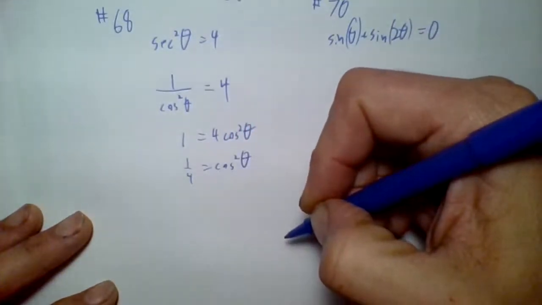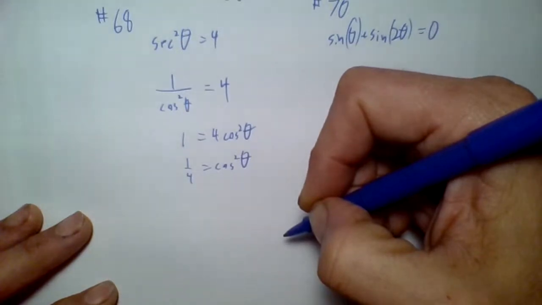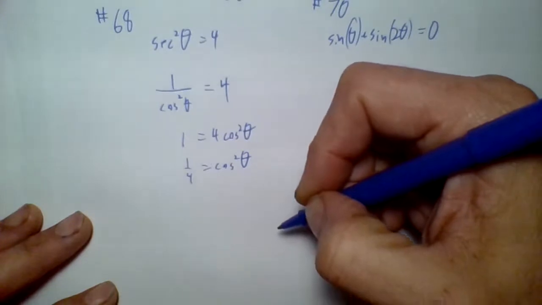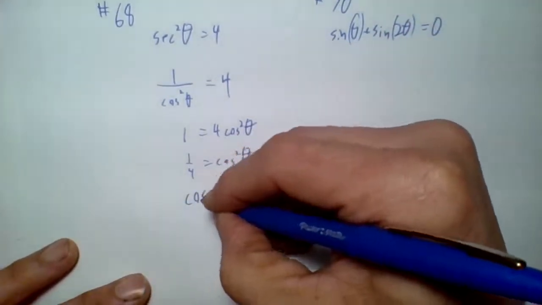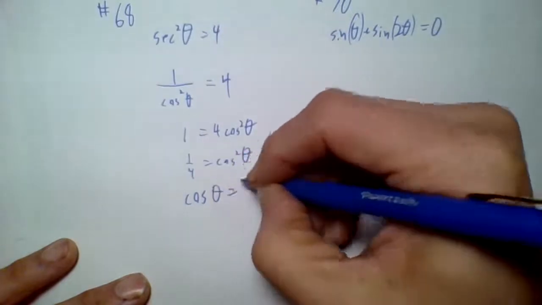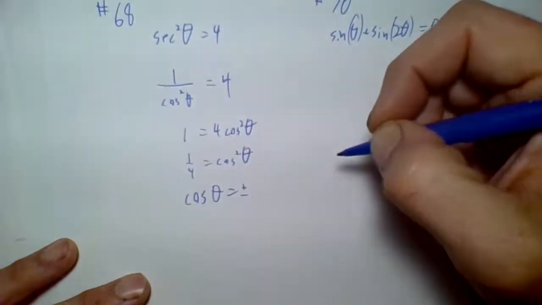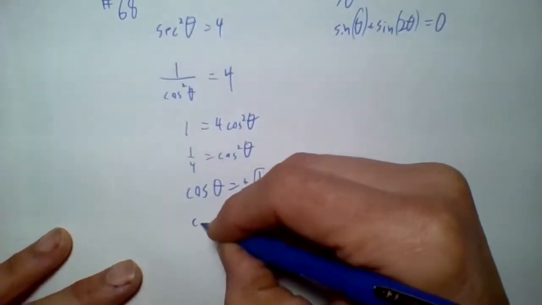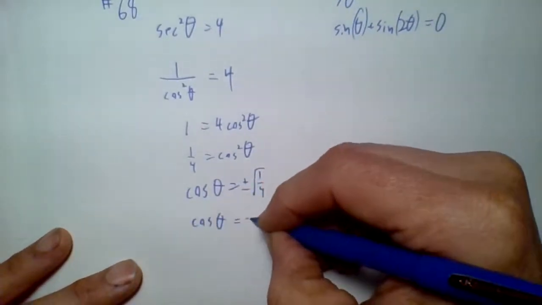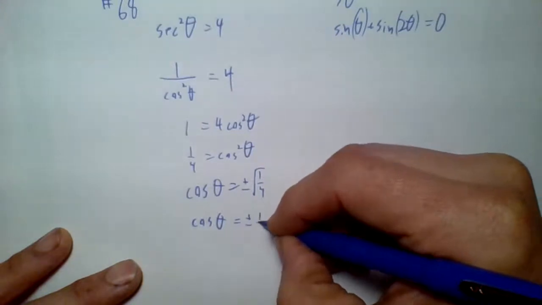I have to get rid of the next thing. I don't have an inverse for cosine squared, so I have to take care of that squared first. This is your regular square root property. We talked about this in algebra. Take the square root of both sides, and you remember your plus or minus. I hope the square root of a quarter comes out nice. So cosine theta is plus or minus 1/2.